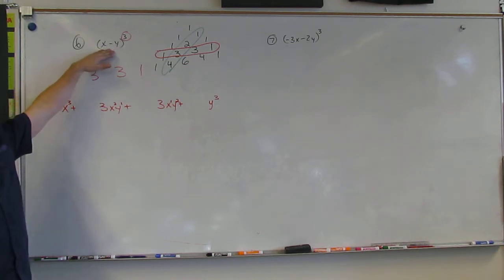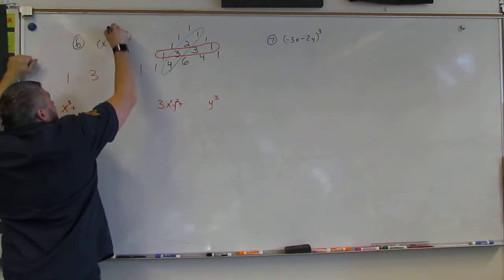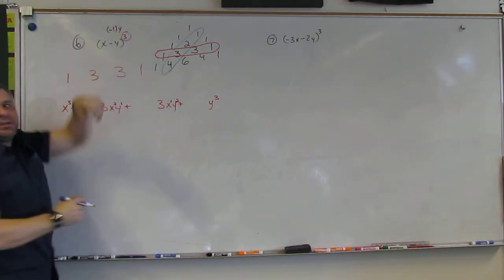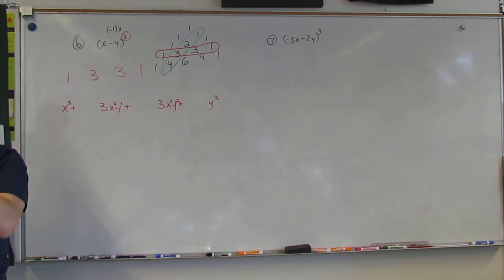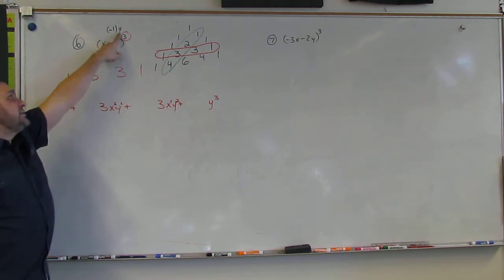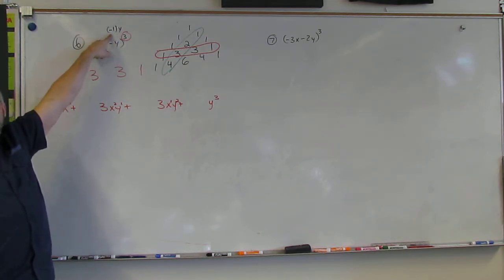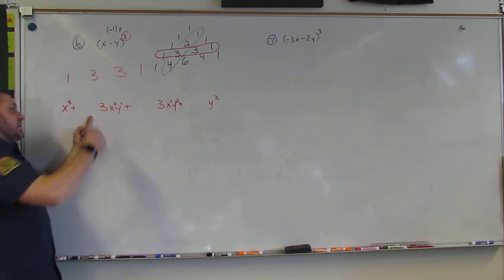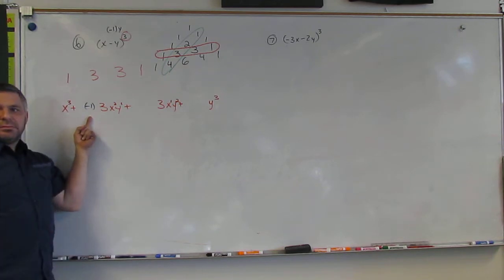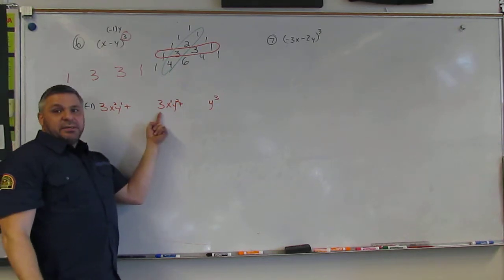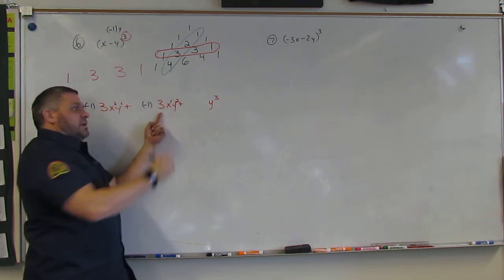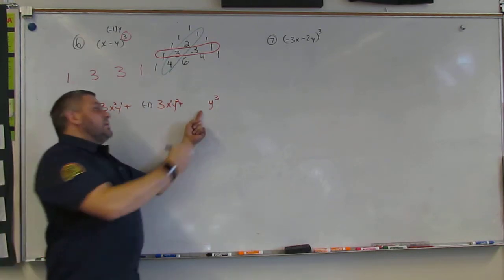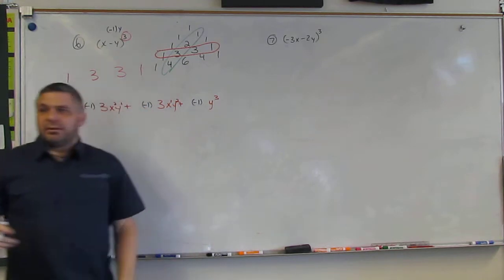But on this problem, it's not done. There's a negative here, right? And it's actually -1 times y, and that's tied to the y. So wherever that y is, this -1 goes. Is there a y here? No. Is there a y here? Yes. So -1 goes in there. Is there a y here? Yes. Then a -1 goes in there. Is there a y here? Yes. Then a -1 goes in there.